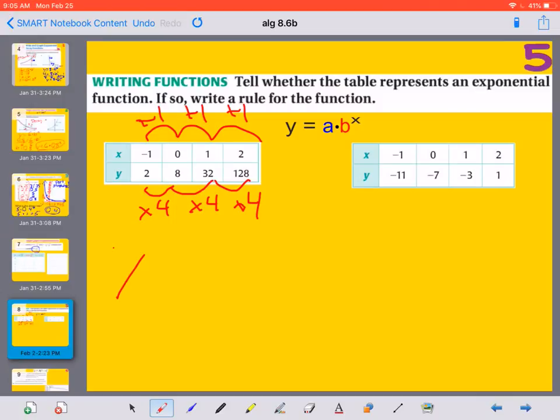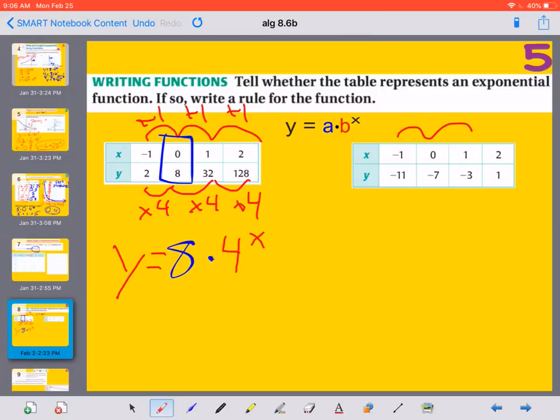So y equals, now a is where x equals 0. We're looking for the y where x equals 0. So a is going to be 8 times b. Now b is what's being multiplied by, and it's being multiplied by 4. So it's 4 to the power x. So 8 times 4 to the power x.